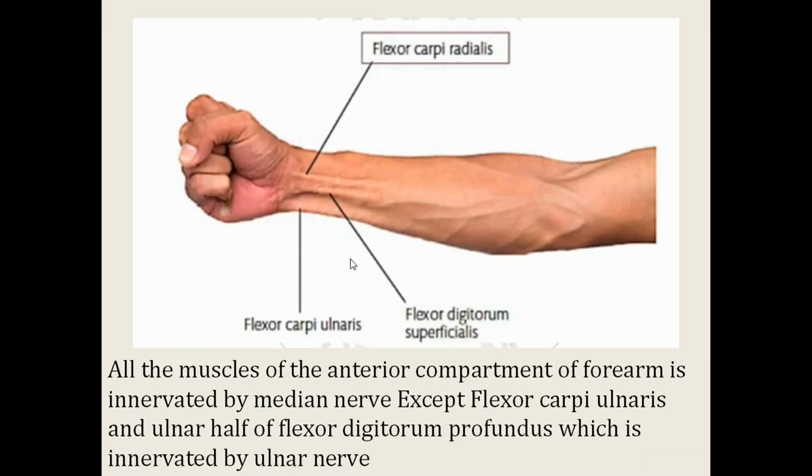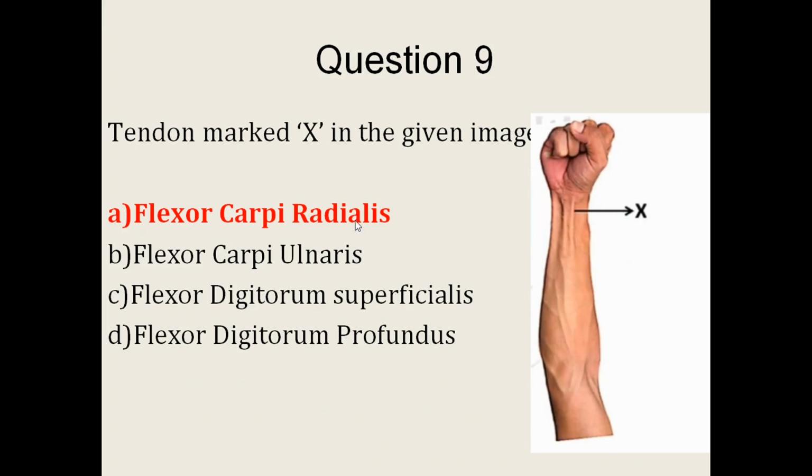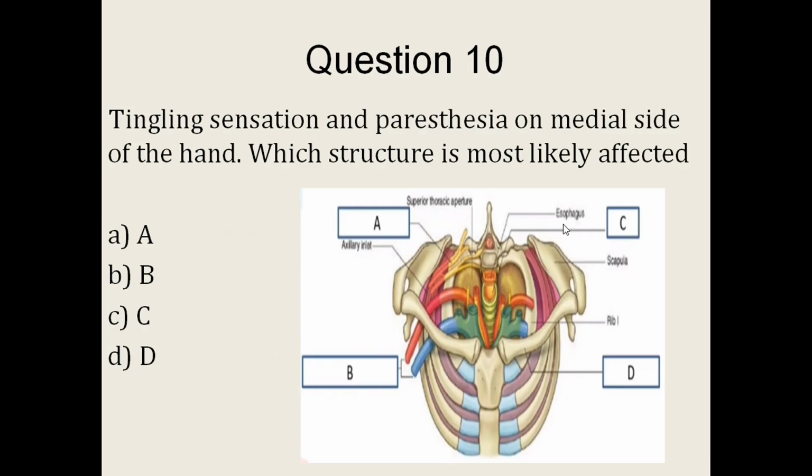See, all the muscles of the anterior compartment of the forearm are supplied by median nerve, except for the flexor carpi ulnaris and the ulnar half of the flexor digitorum profundus, which is innervated by ulnar nerve. Fine. So what will be the answer of this? This is the radial side. Right at the radial side you have the flexor carpi radialis. At the ulnar side you have the flexor carpi ulnaris, and in between them you have the flexor digitorum superficialis. Fine. So this is the answer.